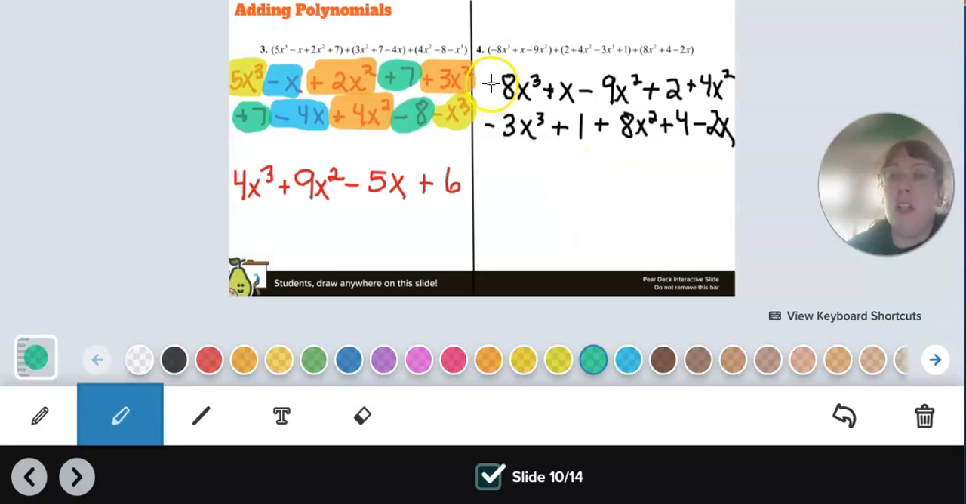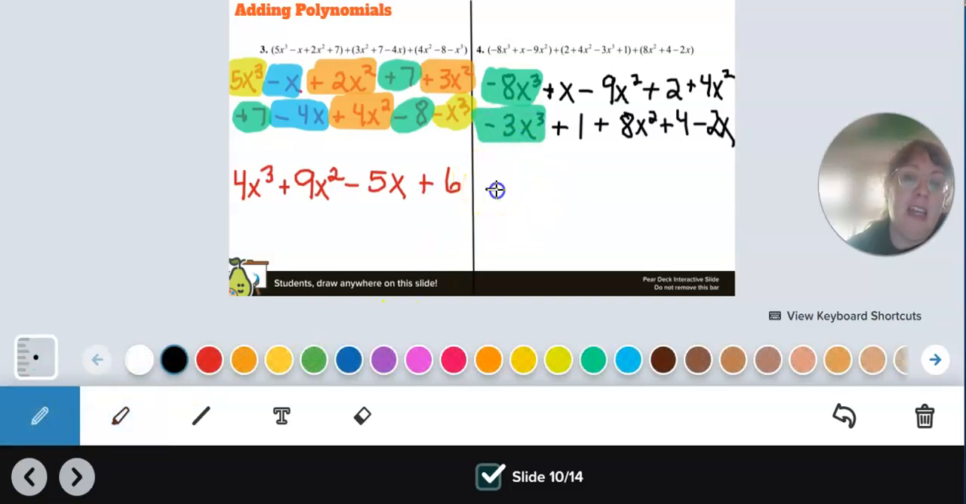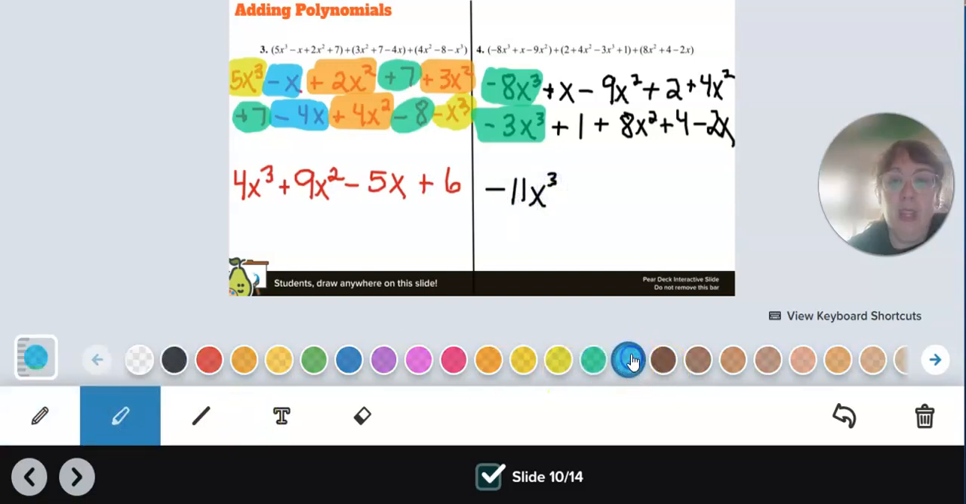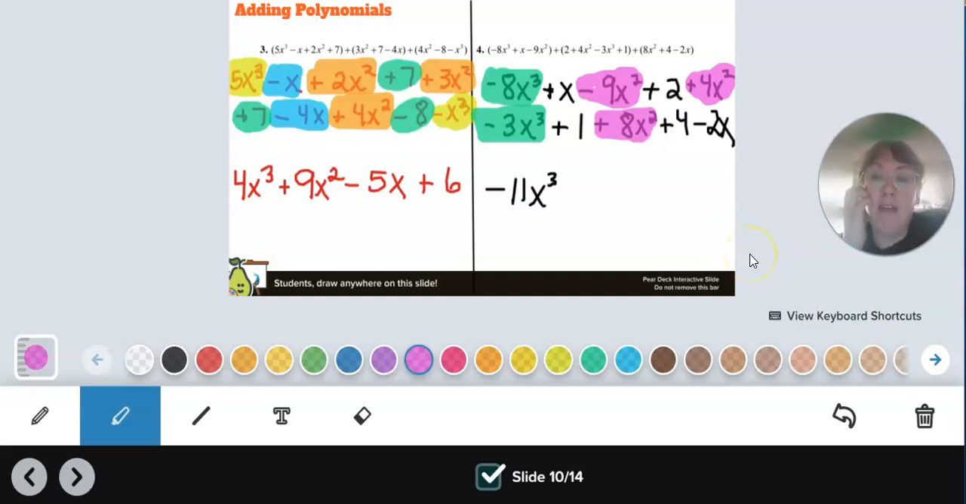Our biggest exponent looks like a cubed, so let's start with that. Negative 8x cubed minus 3x cubed is going to get us a negative 11x cubed. Going to those squared terms next, we have a negative 9x squared, a 4x squared, and an 8x squared. Negative 9 plus 4 is negative 5, plus 8 is positive 3.